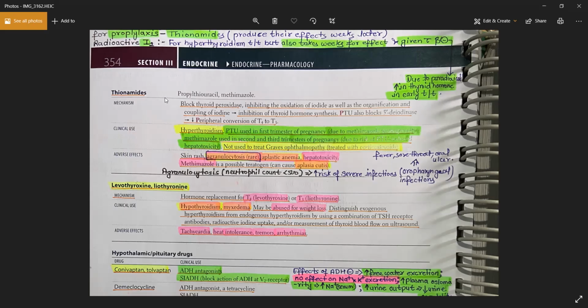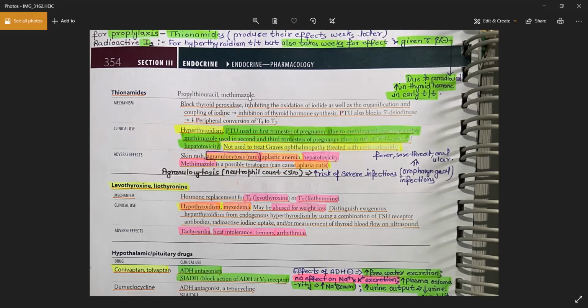Propylthiouracil has a special ability. It can also inhibit 5-deiodinase, thereby decreasing the conversion of T4 to T3. So what would be the clinical use? Clinical use would be hyperthyroidism. Very important. And another very important thing is that propylthiouracil is a highly hepatotoxic drug.